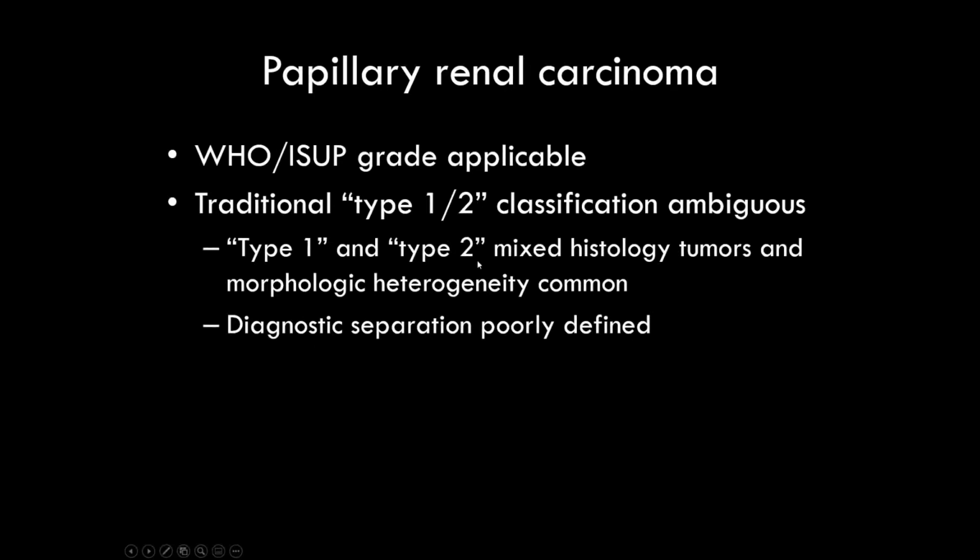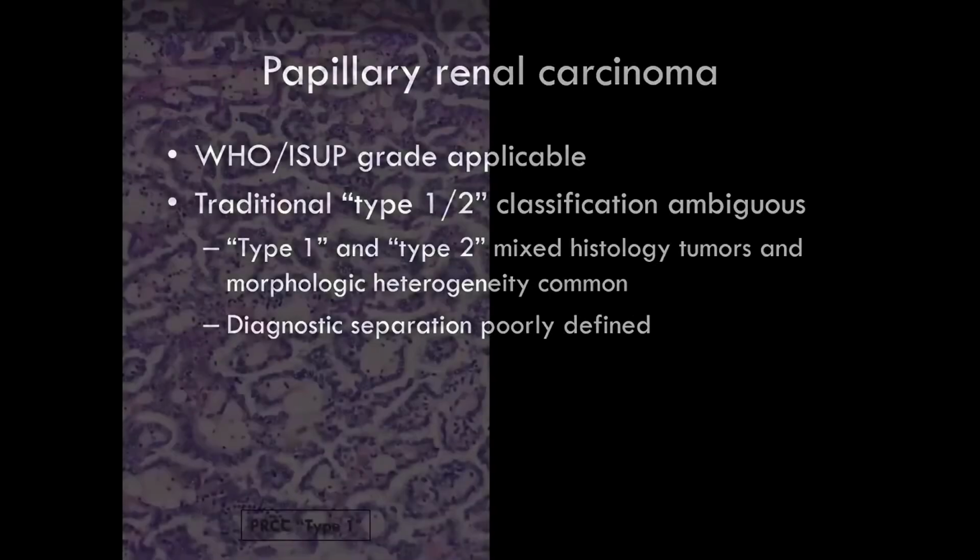In fact, a vast majority of cases are mixed histology tumors, and morphologic heterogeneity, even with this mixed pattern, is very common. And the initial definition that separated the type 1 and type 2 was very poorly defined. So it's all over the place, and nobody knows how to accurately classify these tumors. So let's look at some examples of what I actually mean.